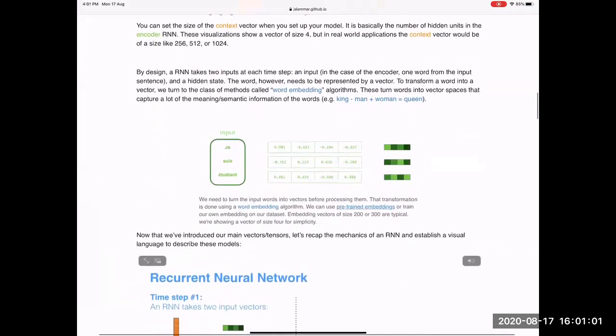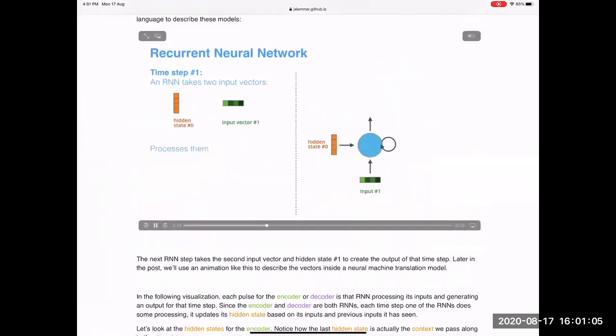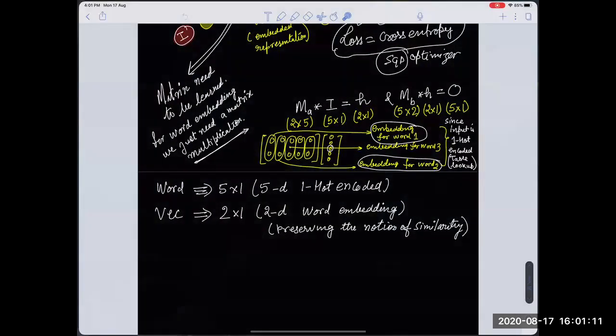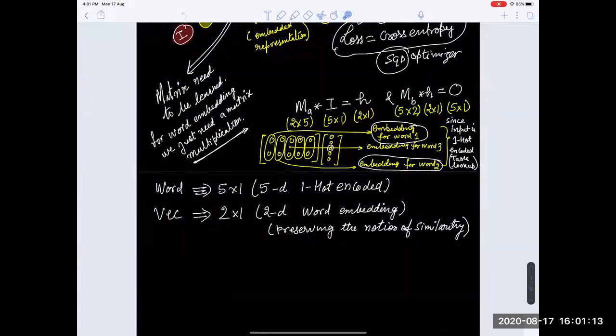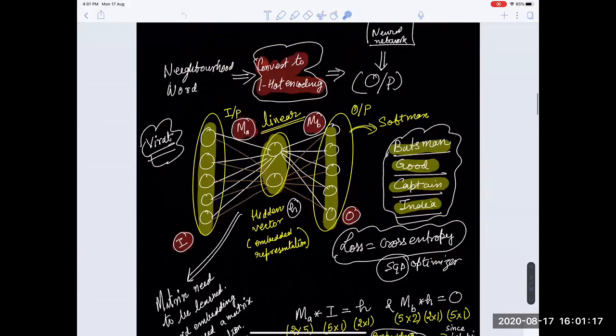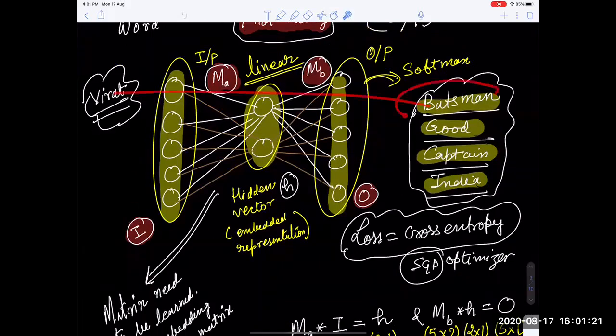Sir, yes sir. Could you please go back to the notes? Right. Over here you mentioned that say Virat will go in and batsman will come out. Is this random? Randomly batsman may come out or randomly good may come out. So how do these come out?